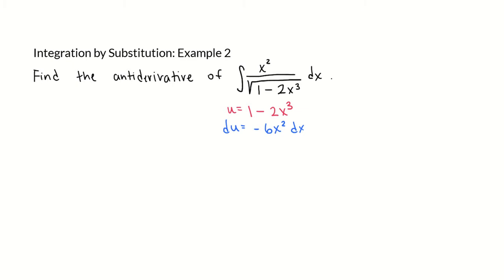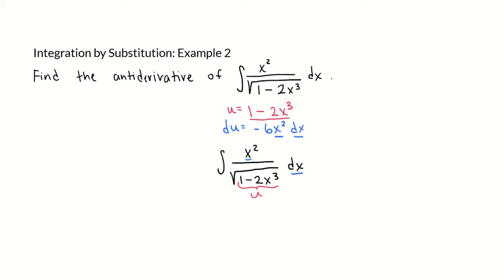So now let's look at our original integral. Okay, and we have our u already. So here is u. But we also want to be able to substitute in du, which we don't yet have, although we have some parts of it. We have the x squared and the dx, but not the negative 6.